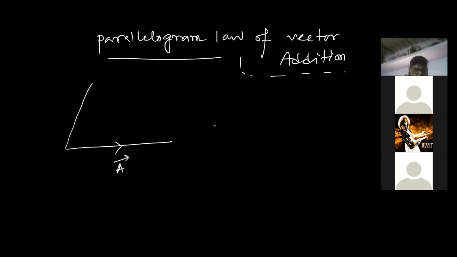These are the two sides of the parallelogram. By one side of it, we have represented a vector A. By another, the adjoining side, we are representing another vector B. And the resultant vector should be calculated by the diagonal.